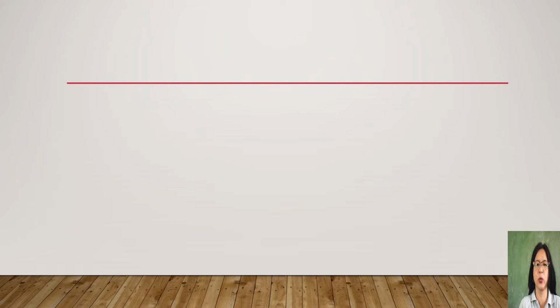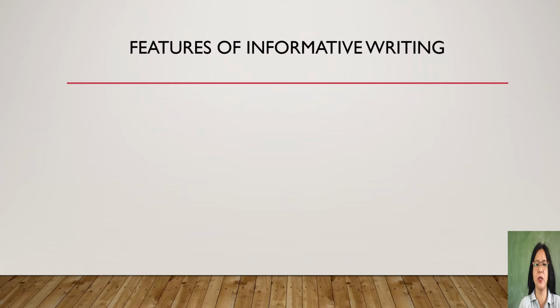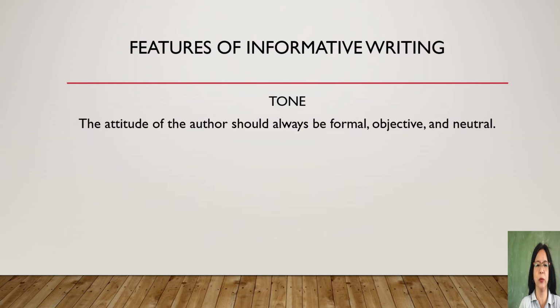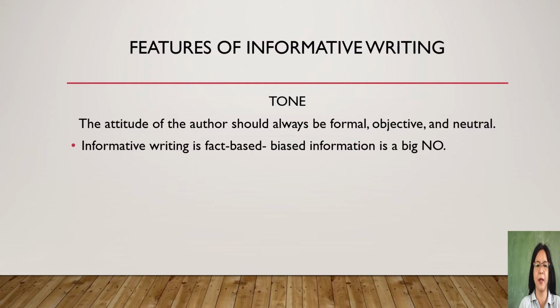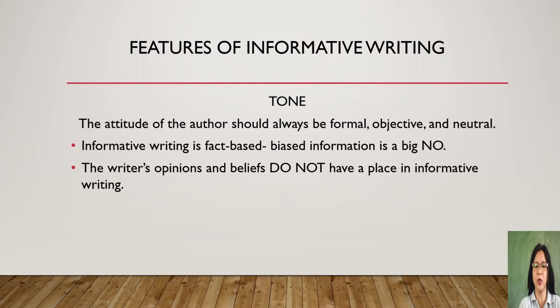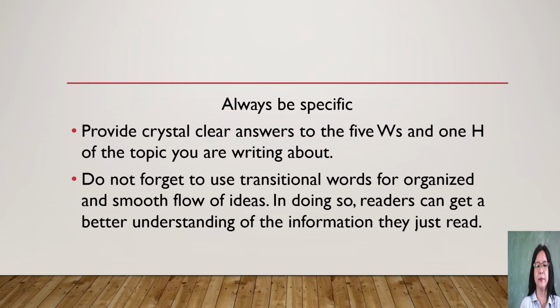Aside from the structure, there are features and techniques of informative writing that need to be considered. One is the tone. What is a tone? When we say tone, this is the attitude of the author, which should always be formal, objective, and neutral. Next, informative writing is fact-based. Biased information is a big no. The writer's opinions and beliefs do not have a place in informative writing.